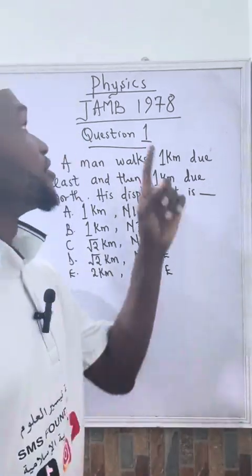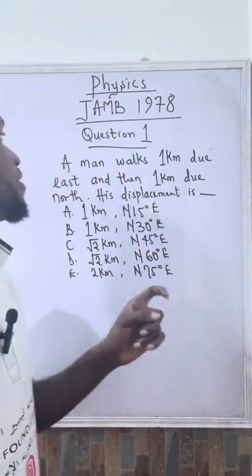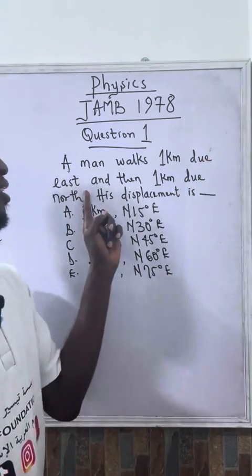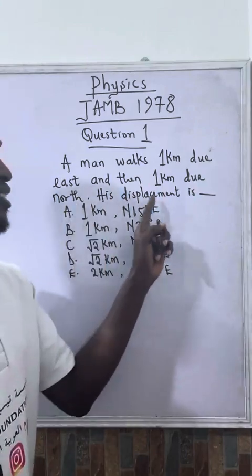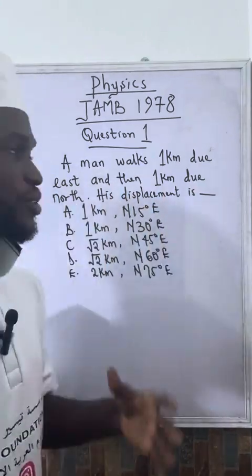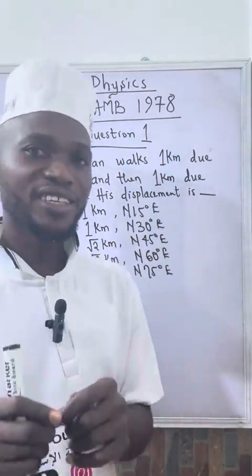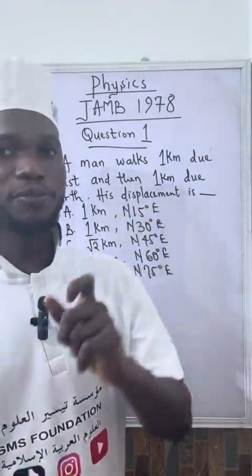Physics question. This is JAMB 1978, question 1. A man walks 1 kilometer due east and then 1 kilometer due north. His displacement is dash. So this is a question on mechanics, particularly on scalars and vectors. The question is asking us to calculate displacement.